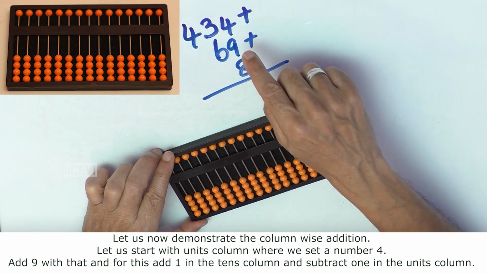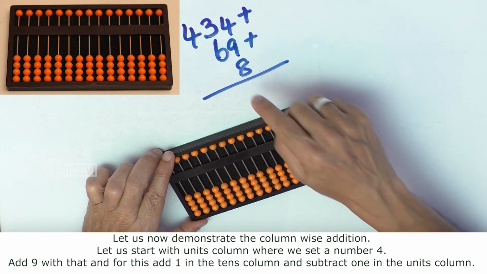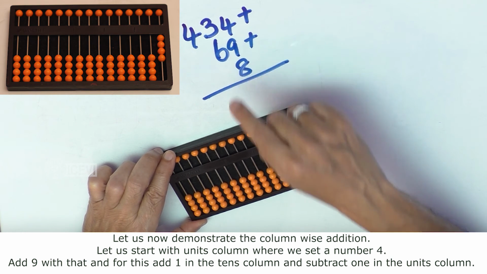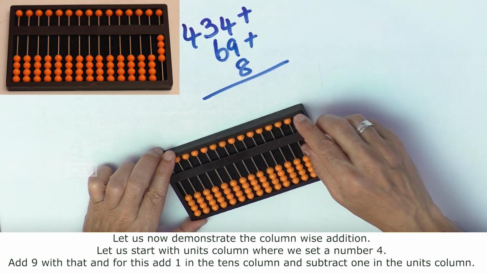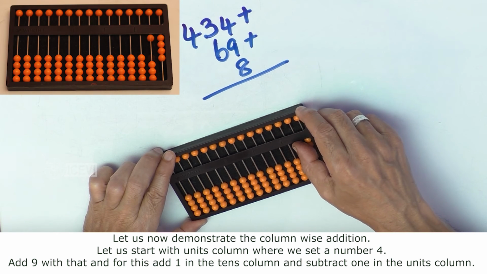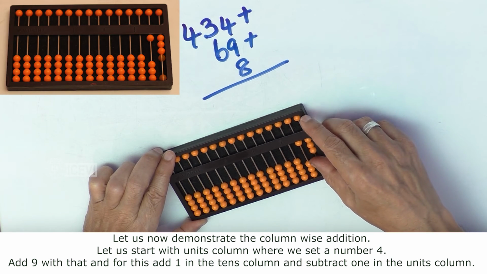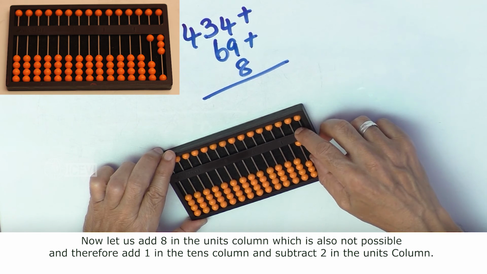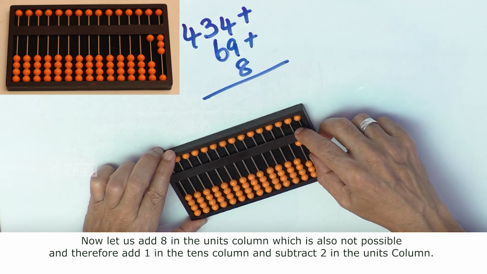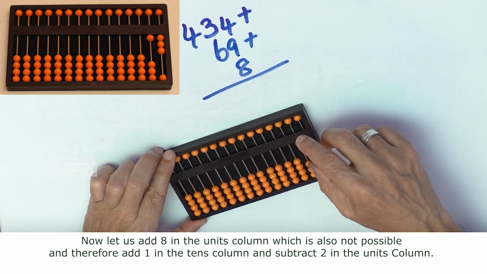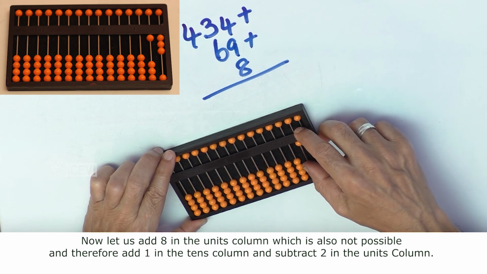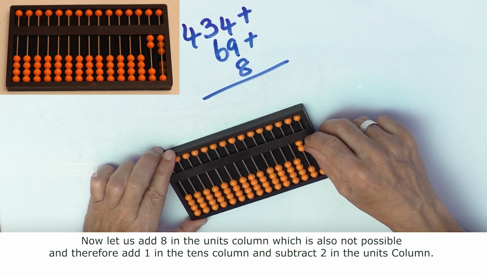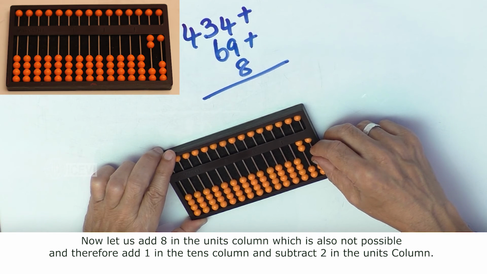Let us start with the units column where we set the number 4. Add 9 with that and for this add 1 in the tens column and subtract 1 in the units column. Now let us add 8 in the units column, which is also not possible, and therefore add 1 in the tens column and subtract 2 in the units column.